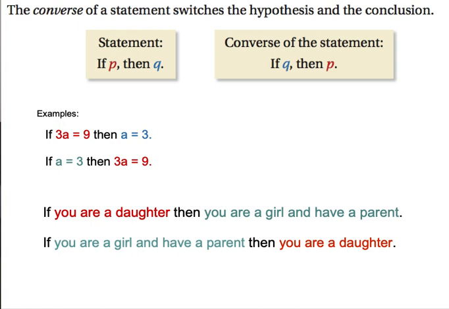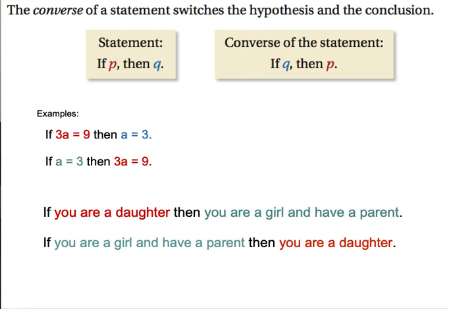In general, you've got if hypothesis, then conclusion, where P is the hypothesis, Q is the conclusion. The converse of the statement says if Q, then P. For example, if 3a equals 9, then a equals 3. That's hypothesis, 3a equals 9, and conclusion, a equals 3. The converse of that statement is if a equals 3, then 3a equals 9.